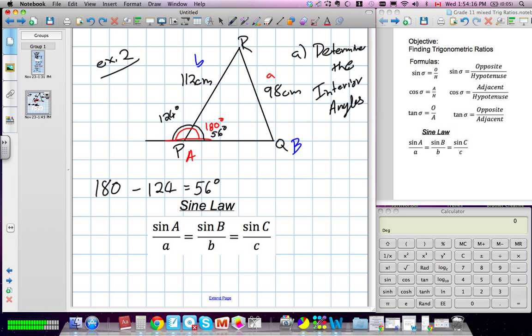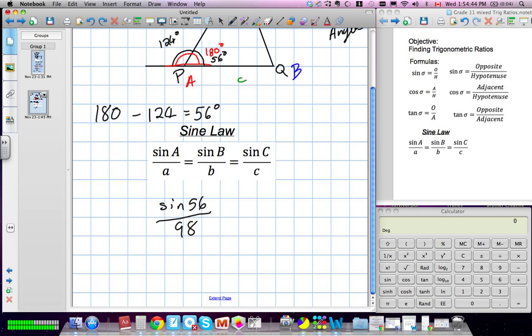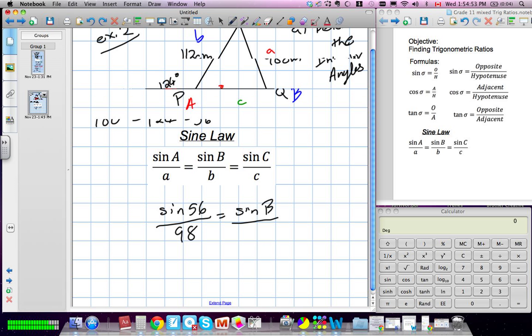Just make sure the opposite side is considered the lowercase version of that letter. So, let's start setting up our sine law. Sine A, which is angle 56, so we have sine 56, divided by side A is 98, is equal to sine B, we actually don't know what the angle is, divided by side B, which is 112, and finally sine C, which we don't know, divided by side C. Now we could quickly take a look. Which of these ratios has no information? Sine C just happened again to have no information. So it's not going to help us in our calculations. We're going to drop it.